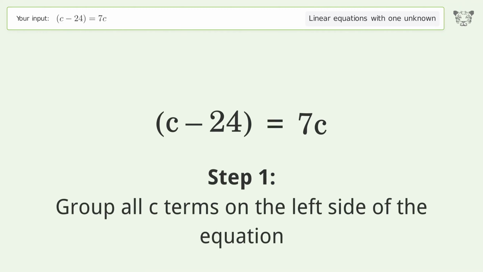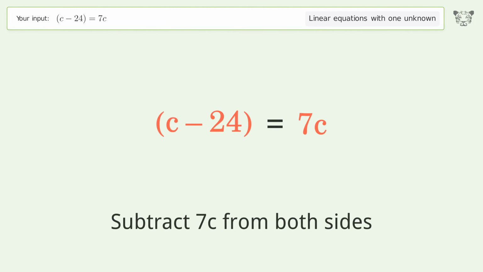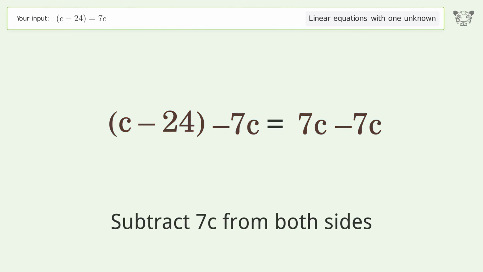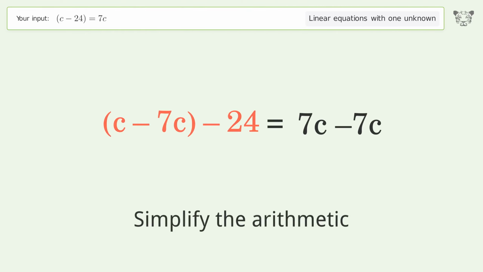Group all c terms on the left side of the equation. Subtract 7c from both sides. Group like terms. Simplify the arithmetic.